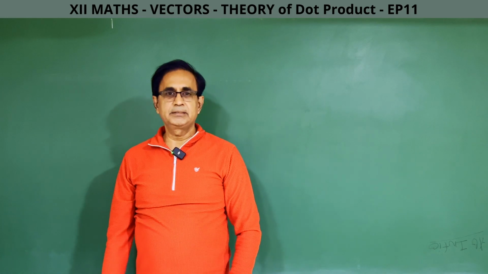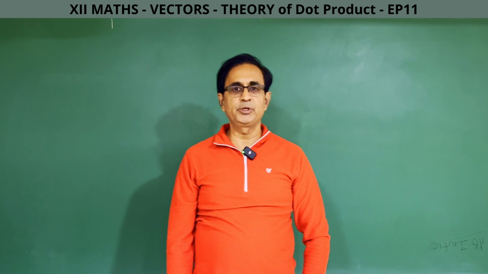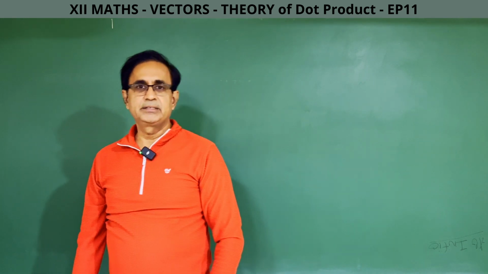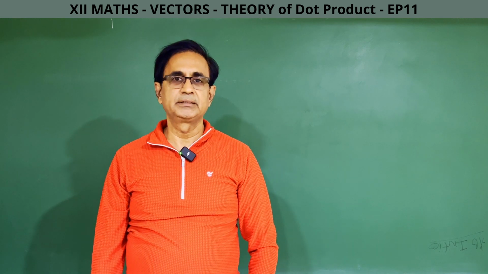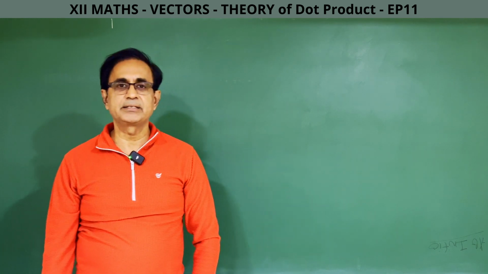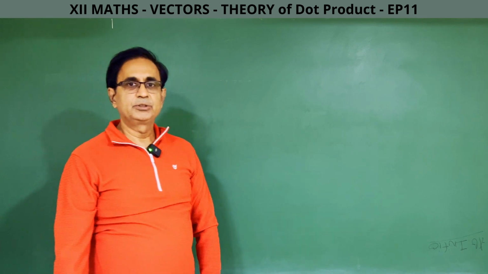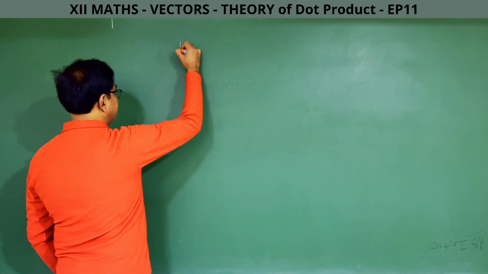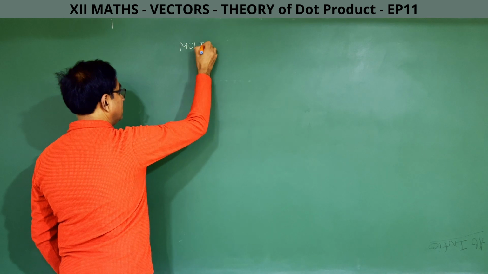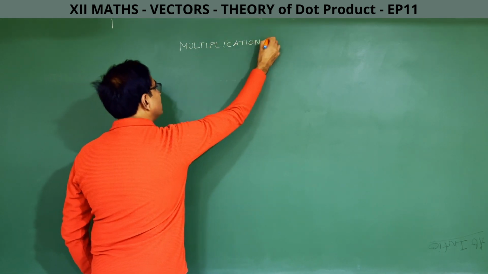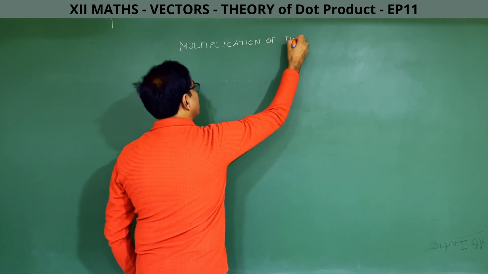So today's class is on multiplication of two vectors. When we multiply two vectors, there are two options with us. We can get the answer as a scalar, that is a number, or we can get the answer as a vector. So the topic of today's class is multiplication of two vectors.